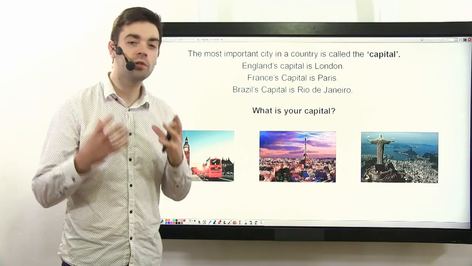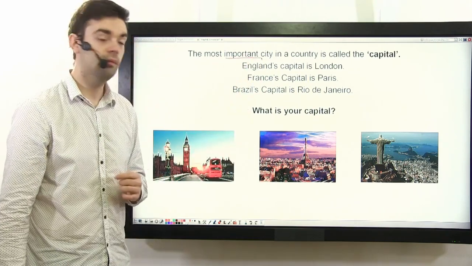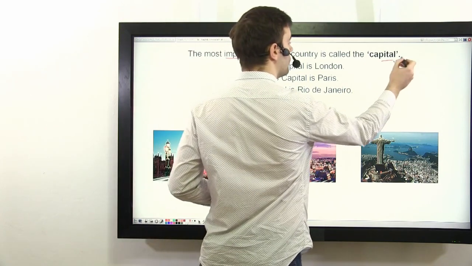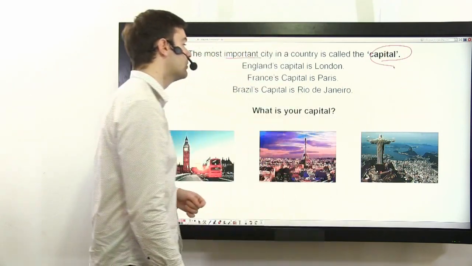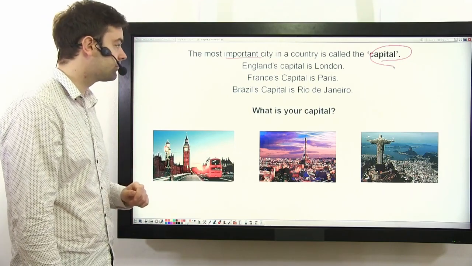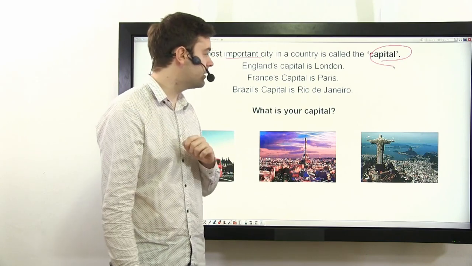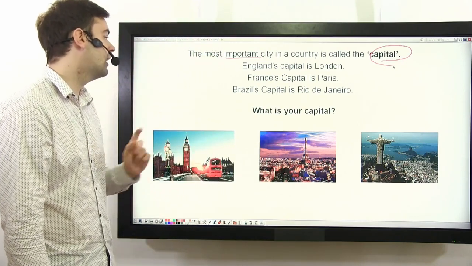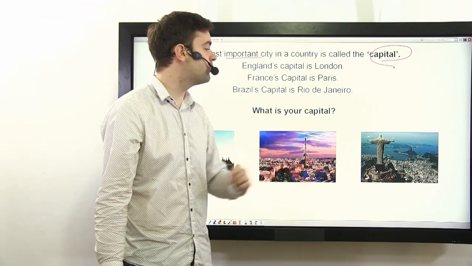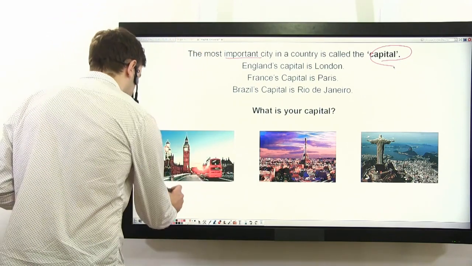The most important city in a country is called the capital. The capital. England's capital is London. France's capital is Paris. And Brazil's capital is Rio de Janeiro.